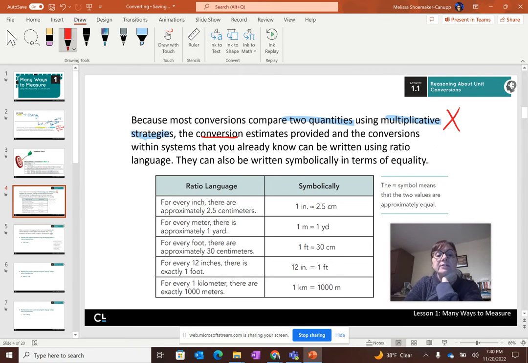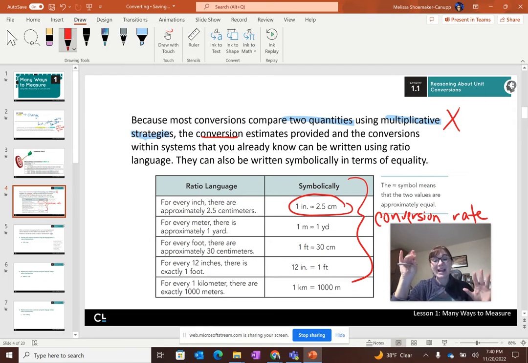The conversion estimate or the conversion rate is this right here. How many centimeters are in an inch? How many yards are in a meter? We're going to call these things conversion rate. Okay. It's a given thing. We don't typically have to memorize these because, to be honest, I don't always remember what they are. I look them up on Google. We got to love Google. Usually when they give you this kind of problem, they tell you what the conversion rate is, either at the end of the problem or somewhere in the problem itself.